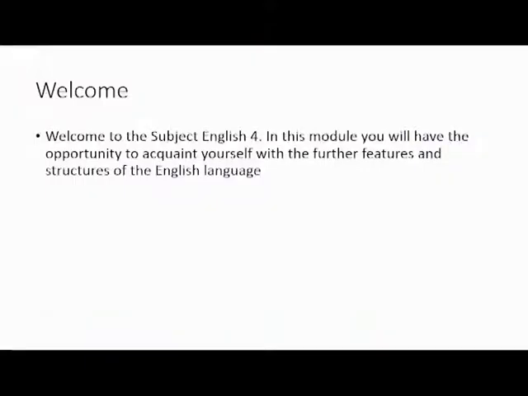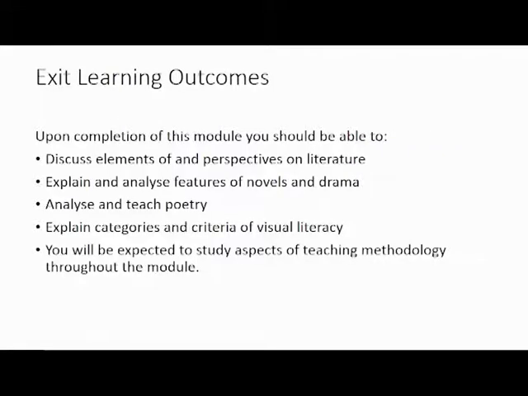So, guys, welcome to the subject English 4. In this module, we are going to acquaint you with the features and structure of the English language. We're going to look at the underlying rules that govern the English language. Upon the completion of this module, you should be able to discuss the elements of and perspective on literature. You should be able to explain and analyze features of novels and drama. You should also be able to analyze and teach poetry. You should be able to explain categories and criteria of visual literacy. And you will also be expected to study aspects of teaching methodology throughout the module.